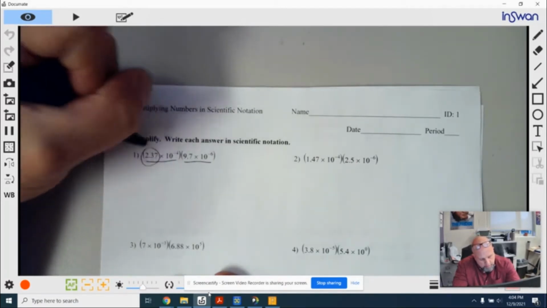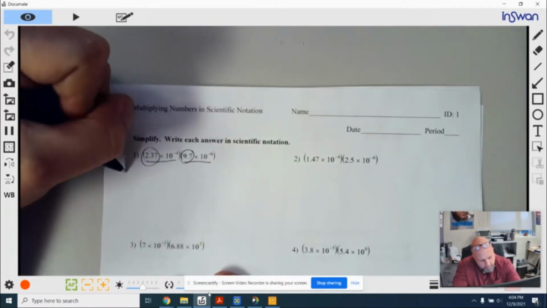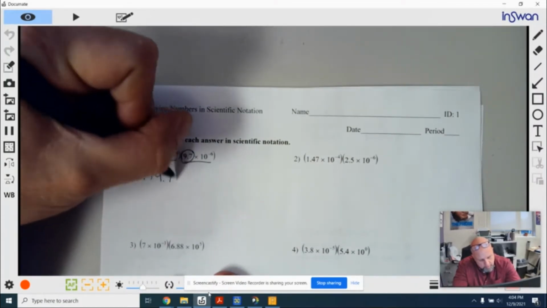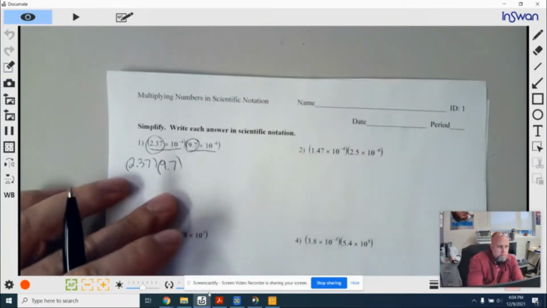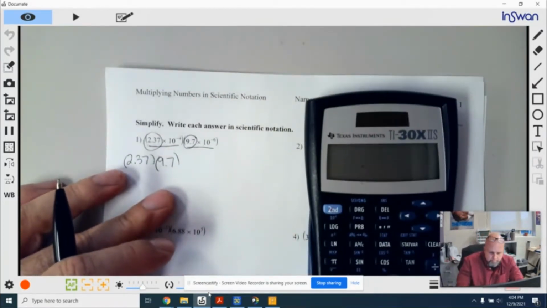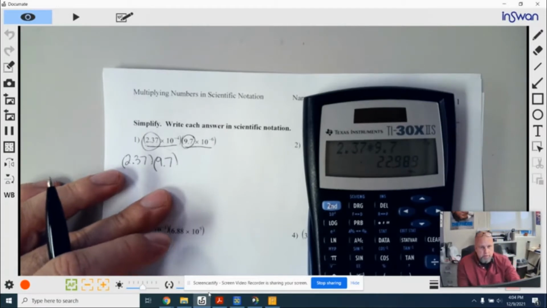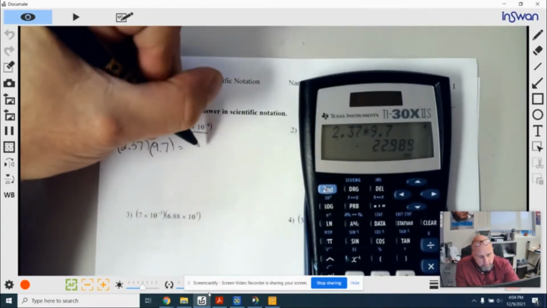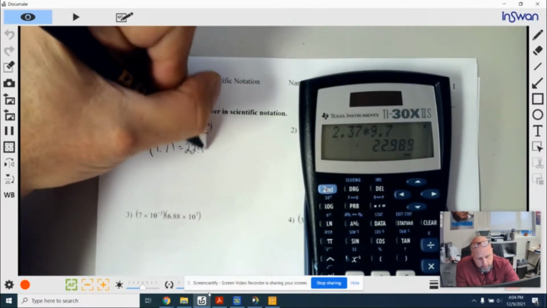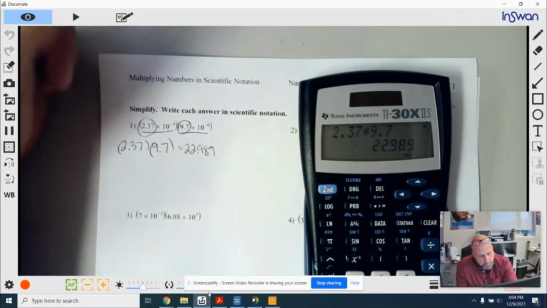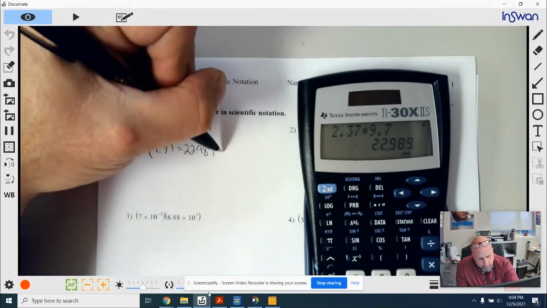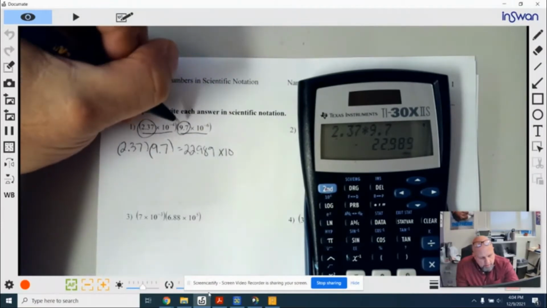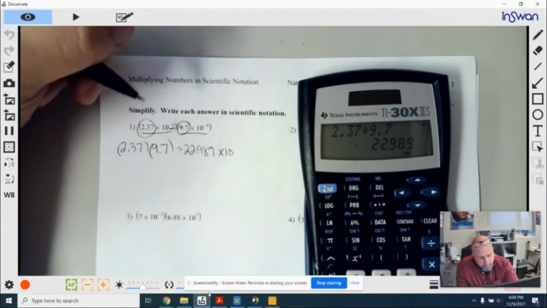So when we're multiplying, we take the two base numbers and we pull those out. So 2.37, I want to multiply by 9.7. So we're going to use our calculator. And if I take 2.37 multiplied by 9.7, I see I do get an answer of 22.989. Okay, then scientific notation, when you recall, we always put on a times 10 there. And the exponent, if I look, I've got a -4 here.